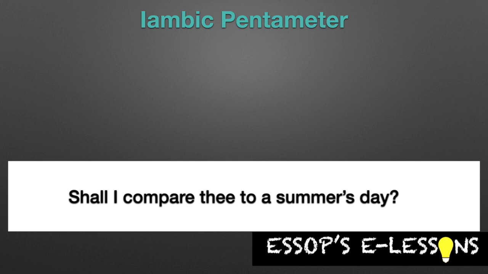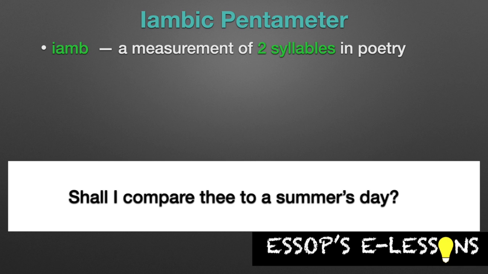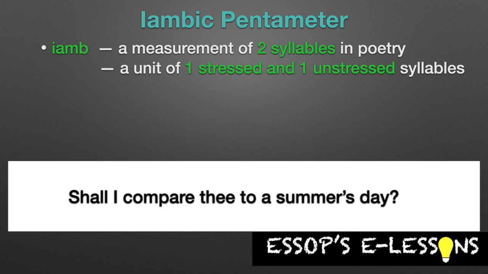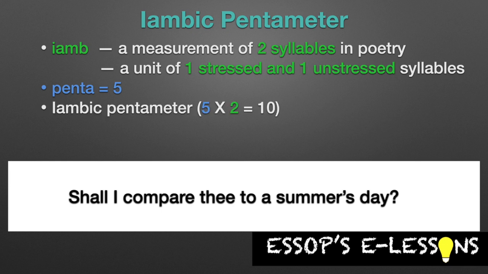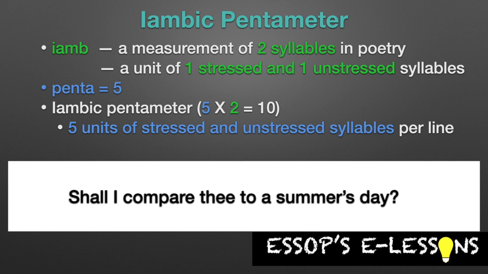If we break down the term, an iamb is a measurement in poetry. It is essentially a unit of stressed and unstressed syllables. So an iamb contains 2 syllables, 1 stressed and 1 unstressed. Penta means 5. So therefore, iambic pentameter tells us that there are 5 units of stressed and unstressed syllables per line. So 10 syllables per line, 5 are stressed and 5 are unstressed.